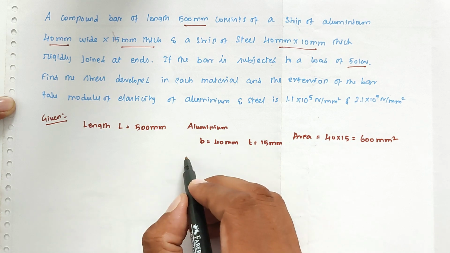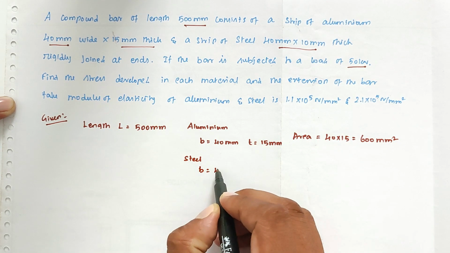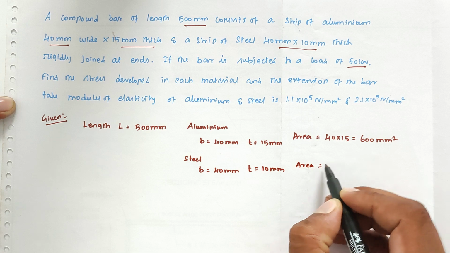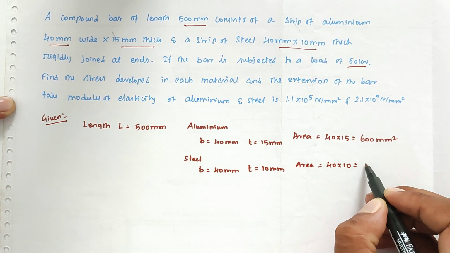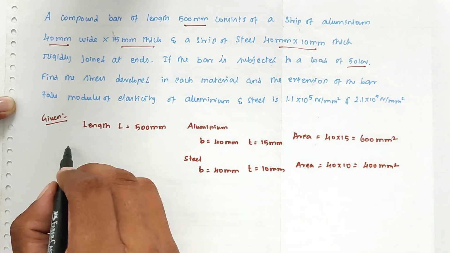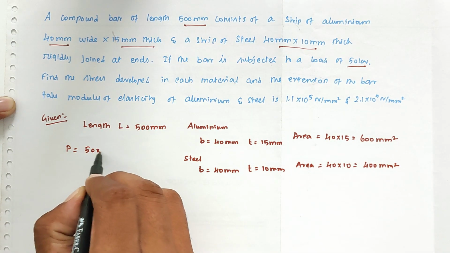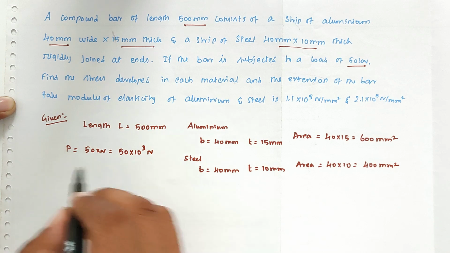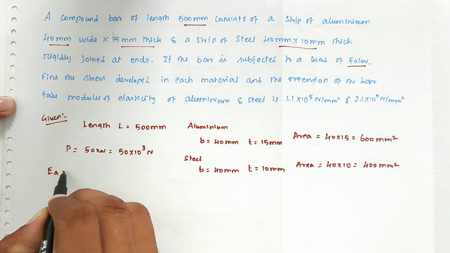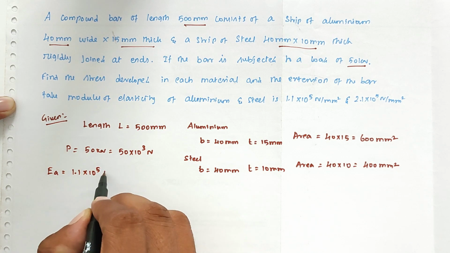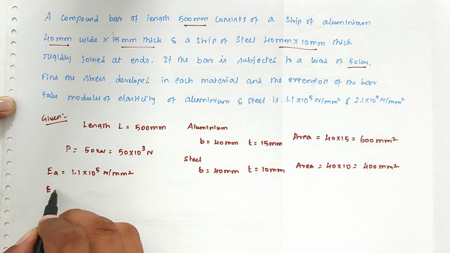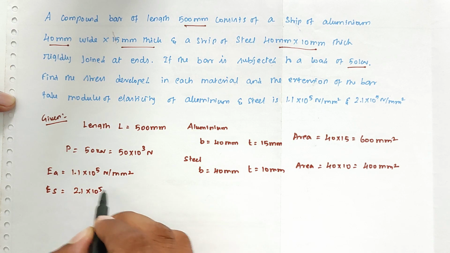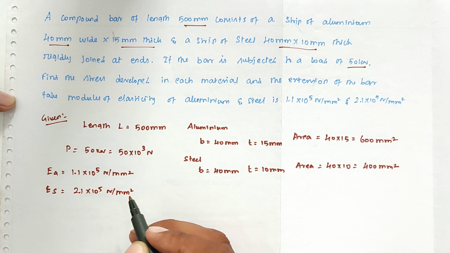Next, for steel, B is again 40 mm and thickness T equal to 10 mm. So the area of steel is 40 × 10 equal to 400 mm square. Next is P. The load is 50 kilonewton, that is 50 × 10³ newton. For aluminium, Ea equal to 1.1 × 10⁵ newton per mm square, and Es, Young's modulus of steel, is 2.1 × 10⁵ newton per mm square. So these are all the given values.